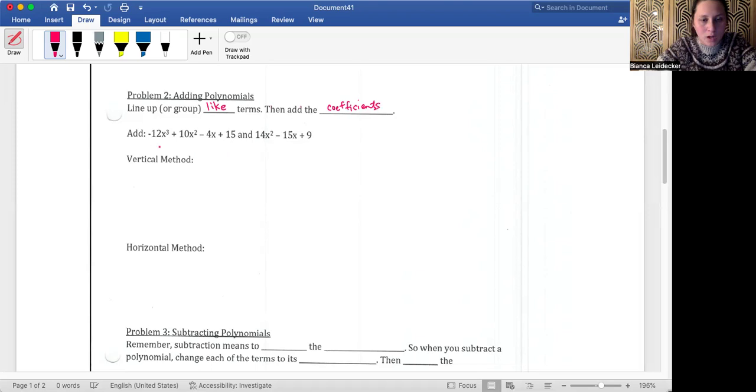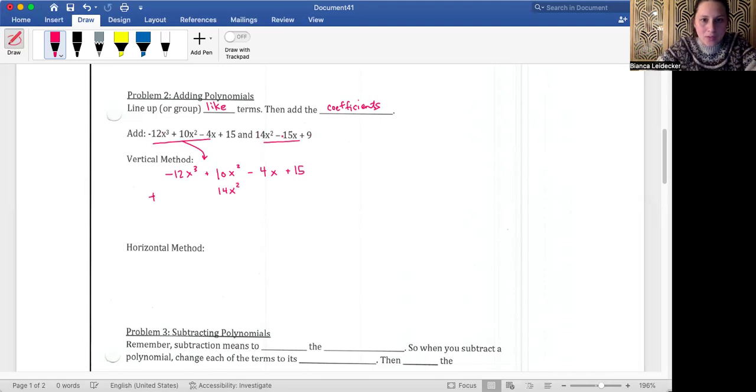So for example, we've got a polynomial here and a polynomial here. We want to add the two together. So one method is we can use the vertical method. Basically what we're doing is we're lining up vertically the terms that are alike. So I'm going to write this whole first line, and I'm spreading it out a little bit so we can see clearly, but I'm bringing this down here. And then I'm going to line up 14x squared minus 15x plus 9. So I'm going to find where 14x squared is alike. It's alike with a 10x squared.